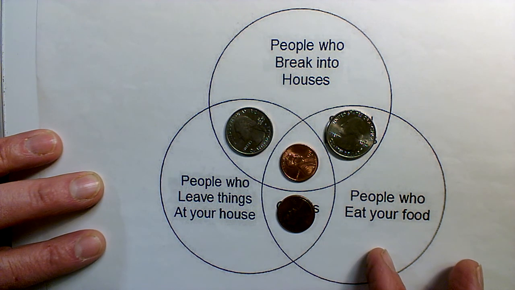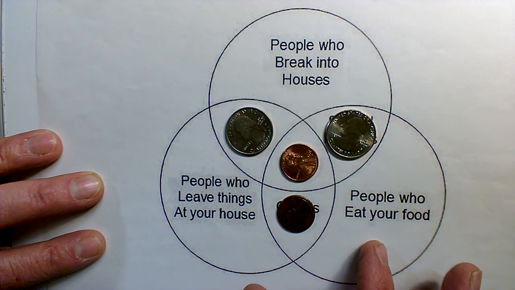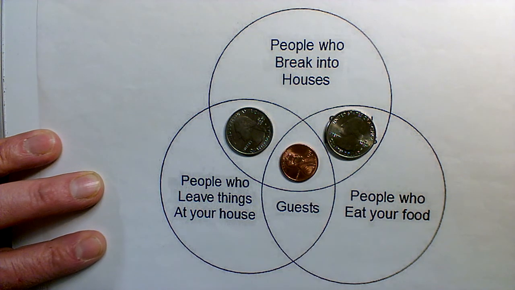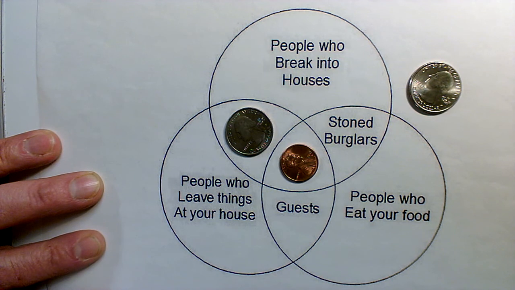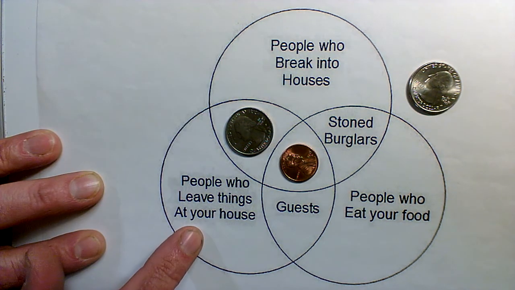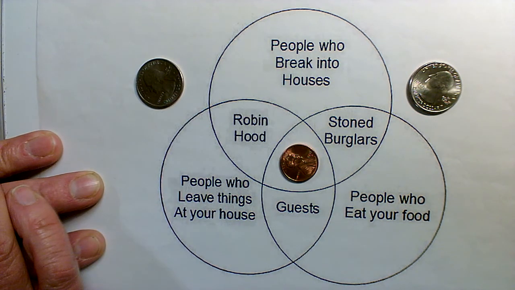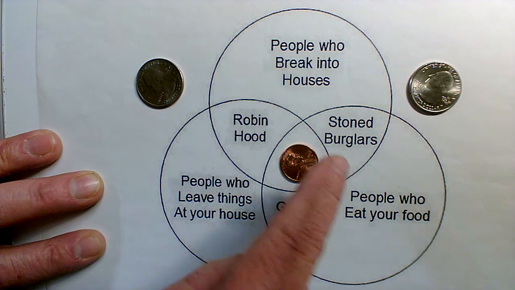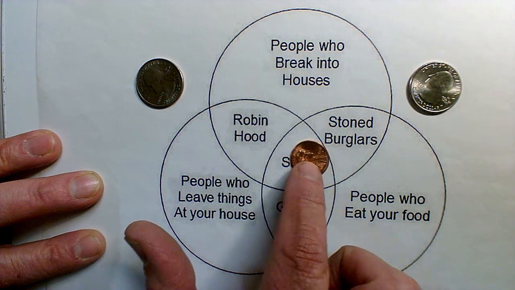Now, if you look at the intersection of people who leave things at your house and people who eat your food, what do you call them? Well, they're guests. If you look at people who break into houses and people who eat your food, we get stone burglars. If you look at people who break into houses and who leave things at your house, that would be Robin Hood. Now, in the intersection here of all three, well, there can only be one person.